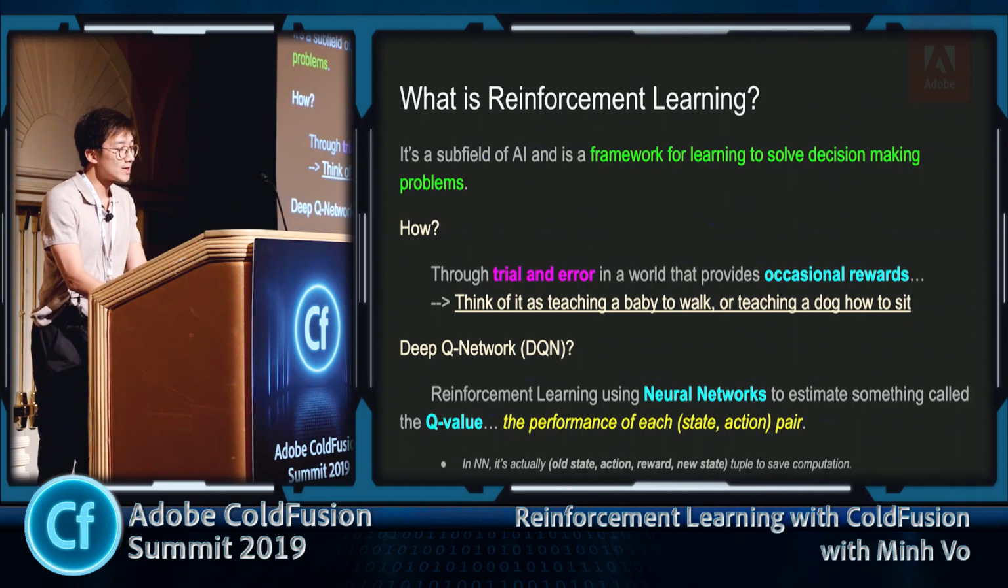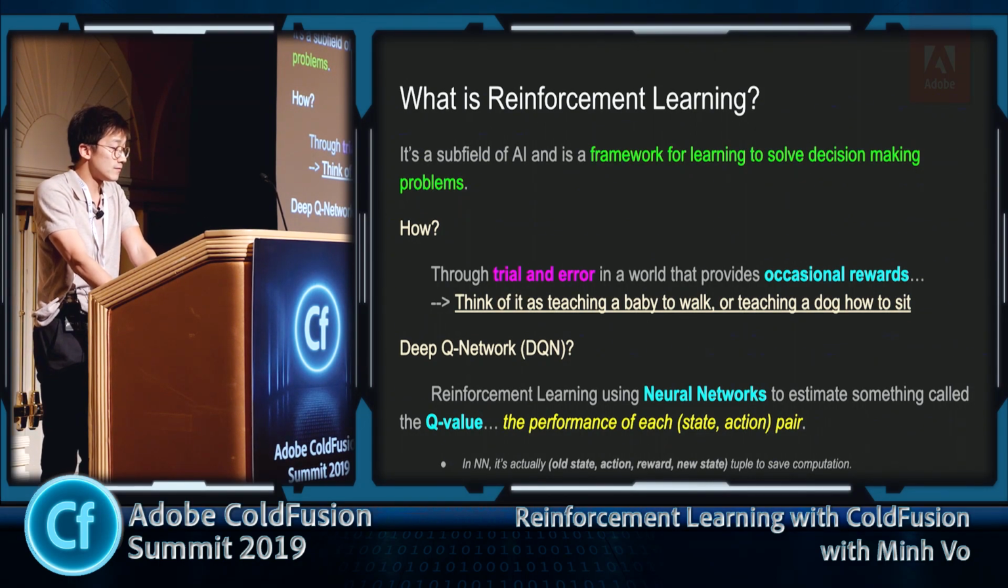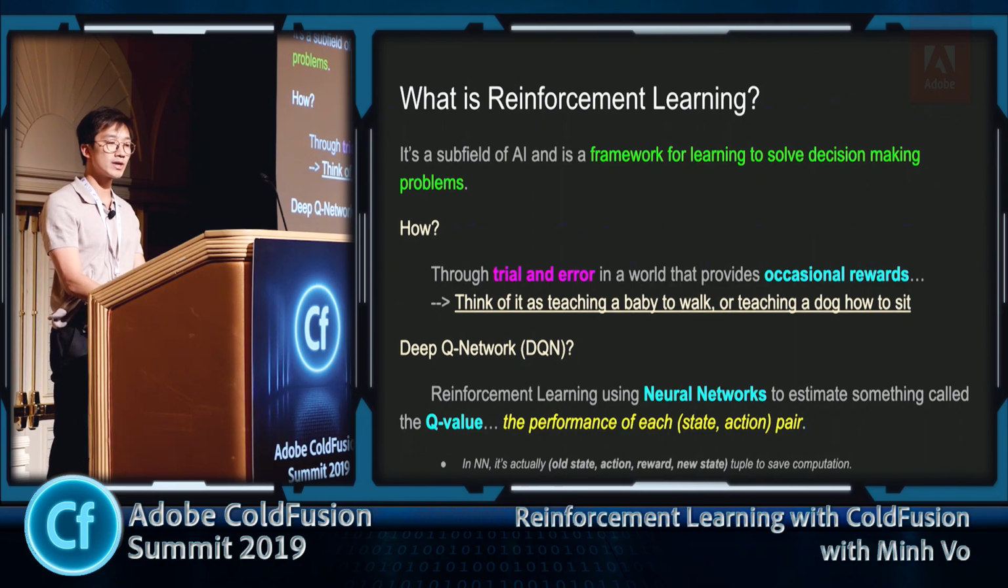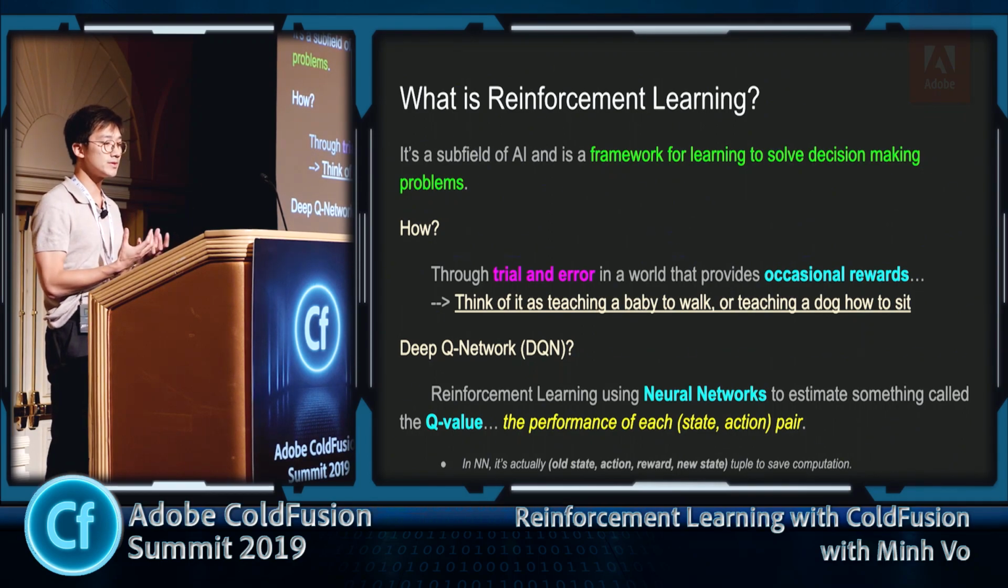Okay, so what is reinforcement learning? Officially, it's a subfield of AI, and it's a framework of learning to solve decision-making problems. And how does it do this? Just through trial and error with occasional rewards. Think of it as teaching a baby how to walk or teaching a dog how to sit by giving it treats, for instance.